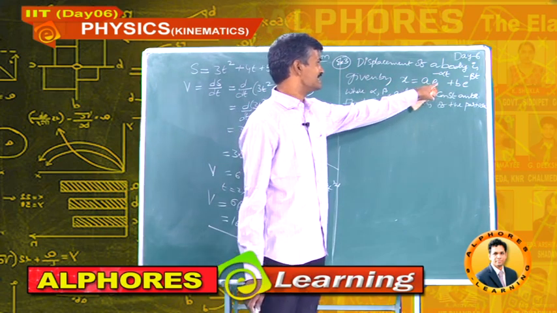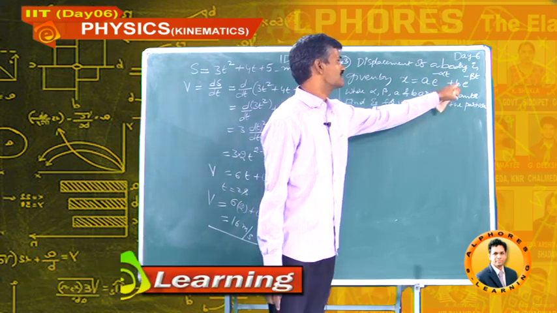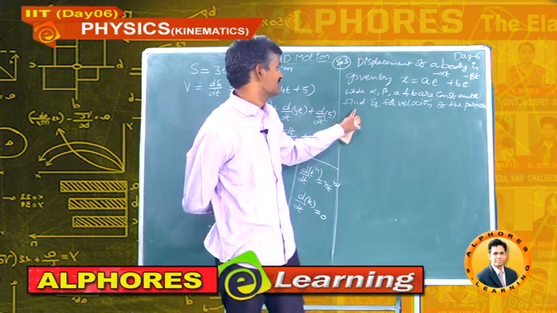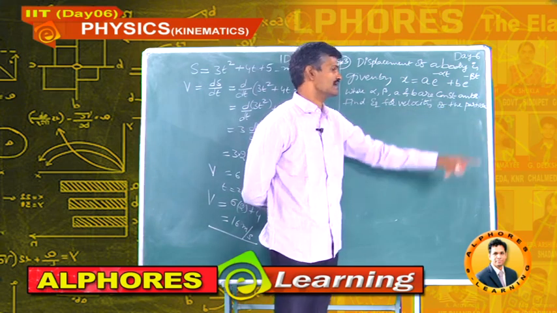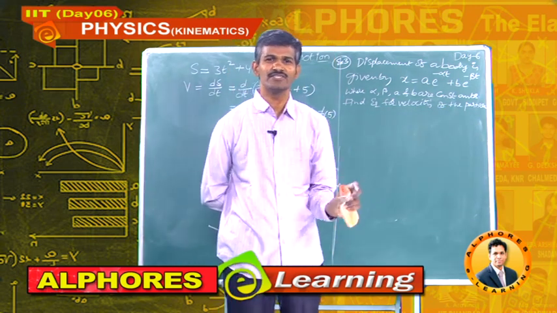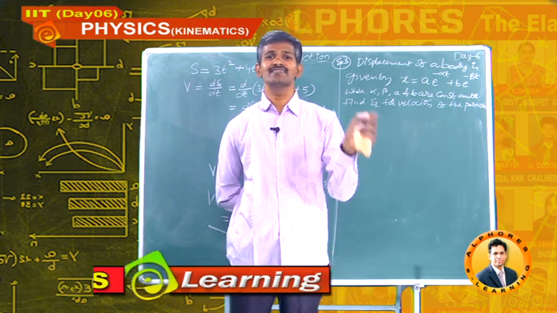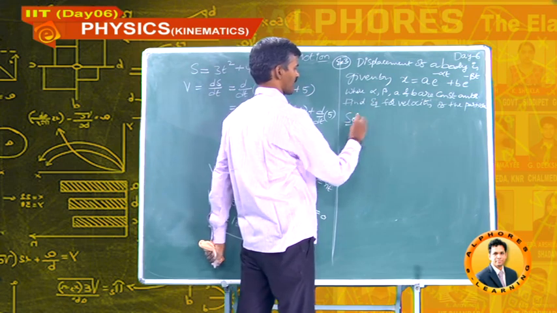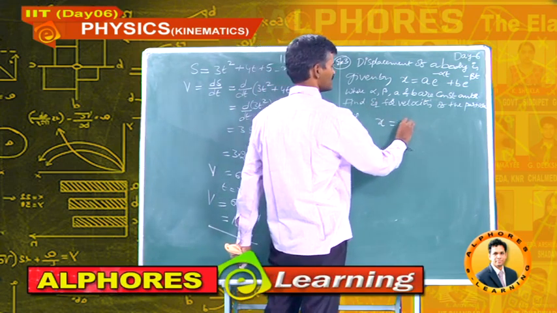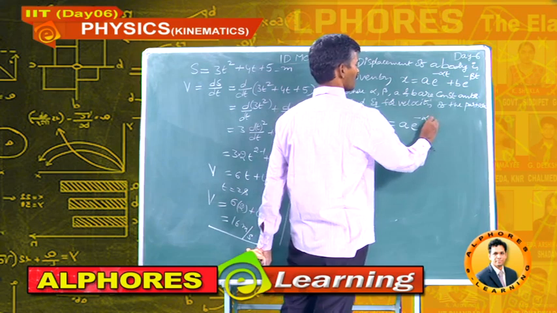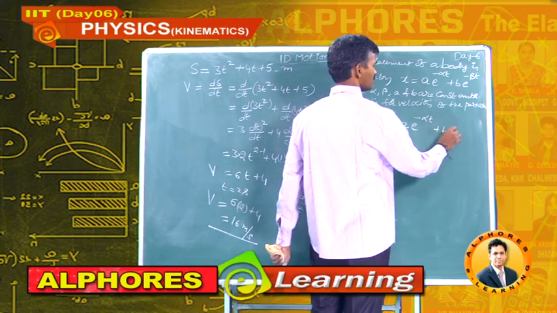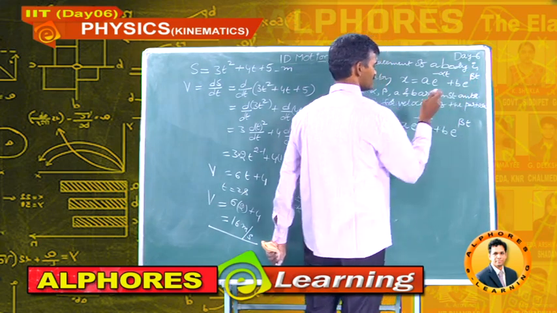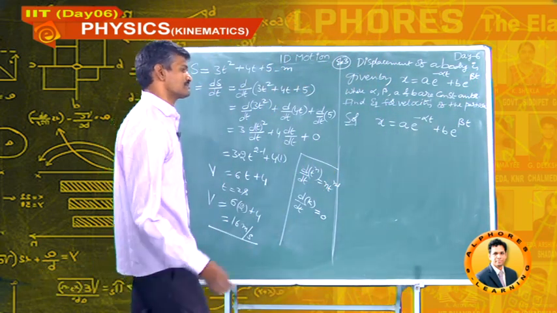Similarly, we have one more question, that is displacement of body is given by x is equal to a e power minus alpha t plus b e power minus beta t. What is the general equation for velocity of the particle? We have to find the general equation. They do not ask the instantaneous velocity. So this x is given by a e power minus alpha t plus b e power beta t. Here there is no negative sign, so that is beta t.